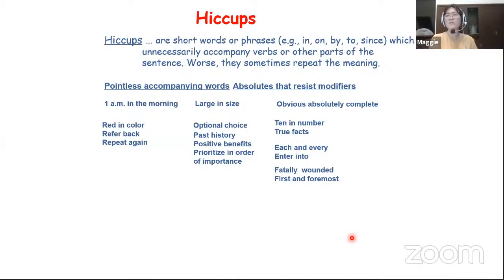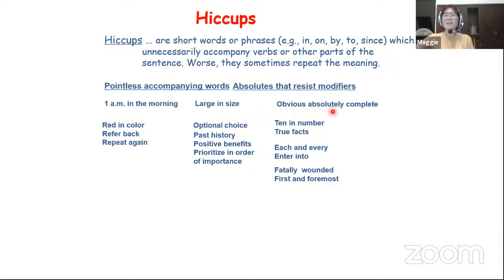Hiccups are short words or phrases which unnecessarily complete words and other parts of the sentence. Sometimes they repeat the meaning. For example, here is the example, 1 a.m. in the morning. Everybody knows that a.m. is in the morning. So you don't have to say 1 a.m. in the morning. That repeats the meaning. Next, large in size.